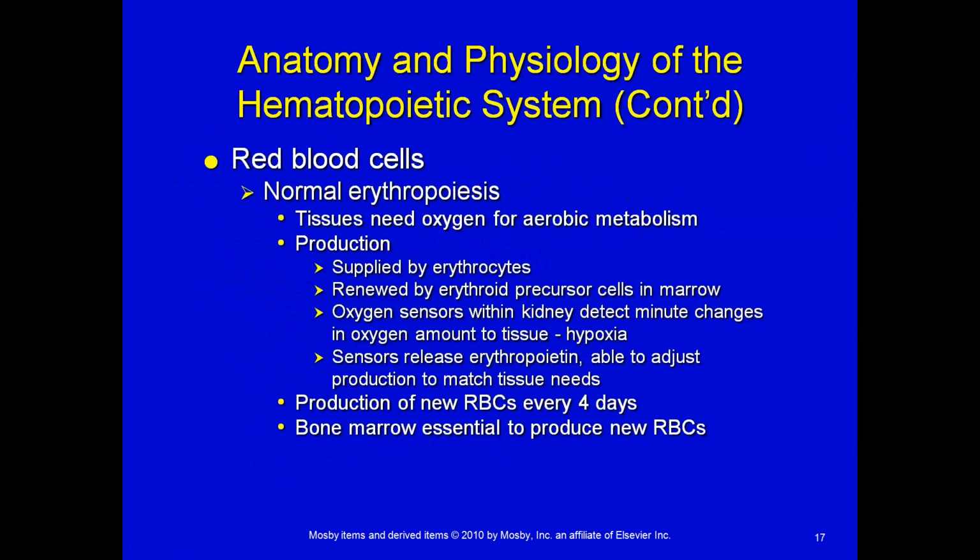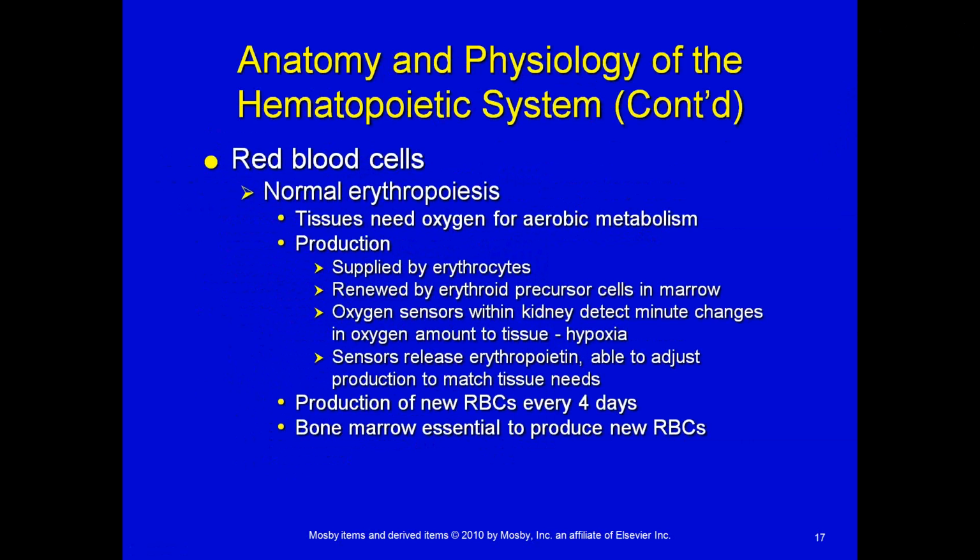Now, as far as the production of red cells, that's known as erythropoiesis. We know that tissues need oxygen for aerobic metabolism, and we know that they get that oxygen from red cells, particularly the hemoglobin molecule of the red cell.